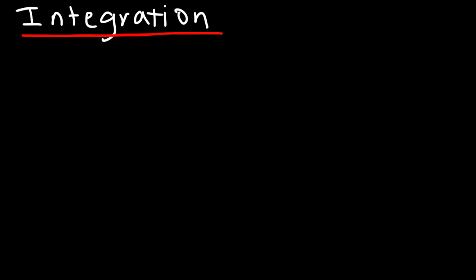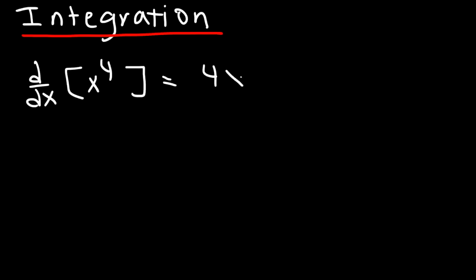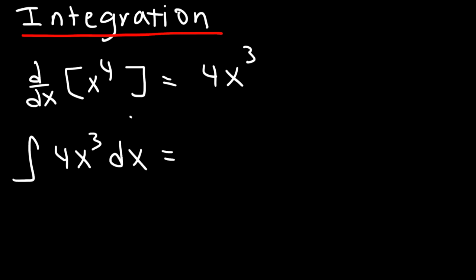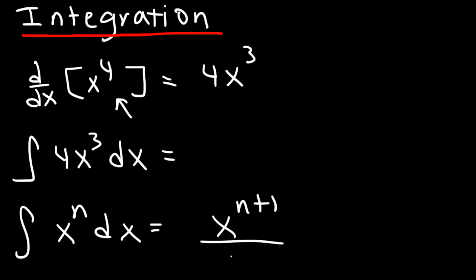Now the next area is integration, which is equivalent to antidifferentiation. As we said before, it's the process of finding the antiderivative. Now, if you recall, we said that the derivative of x to the fourth is 4x cubed using the power rule. Well, the integral of 4x cubed should give us x to the fourth. And here's the formula for finding the antiderivative, or the integral. So you're going to add 1 to n and then divide by that result. And you're going to add some constant of integration.